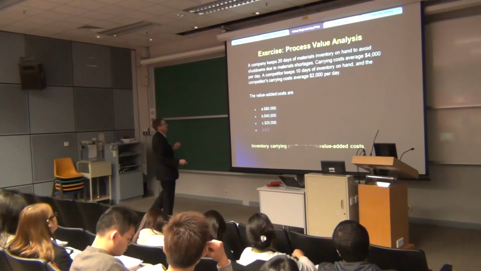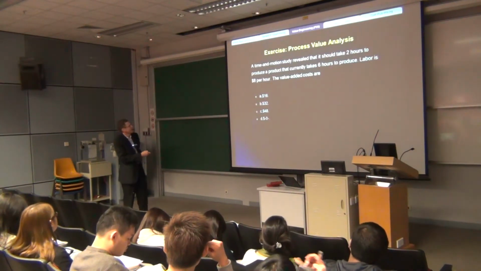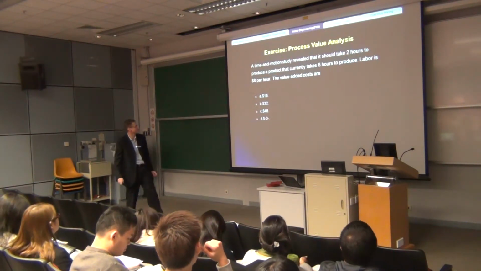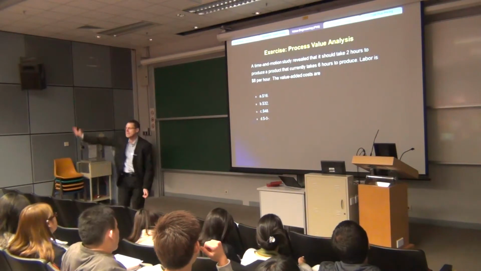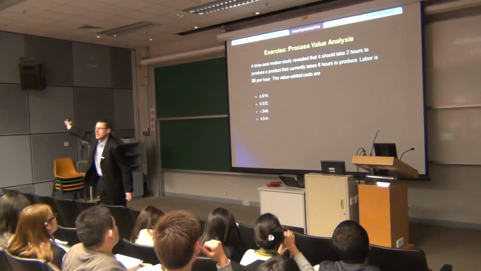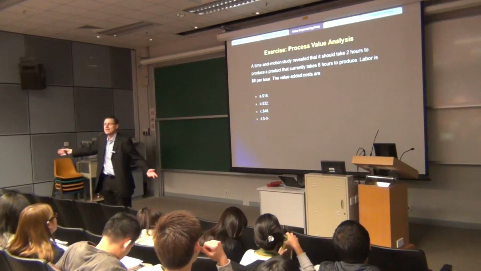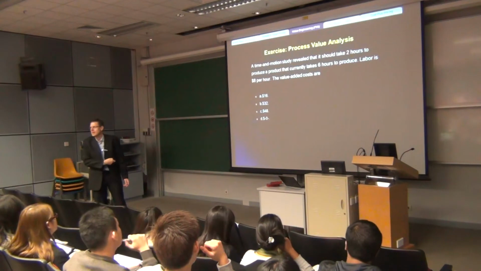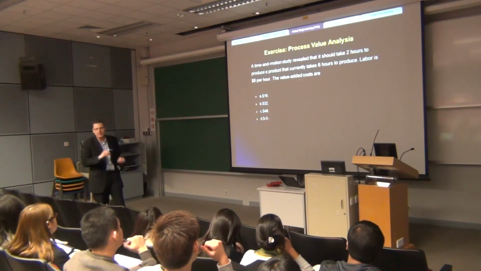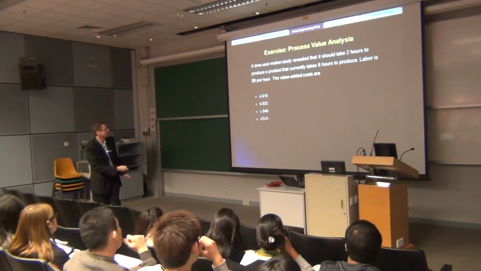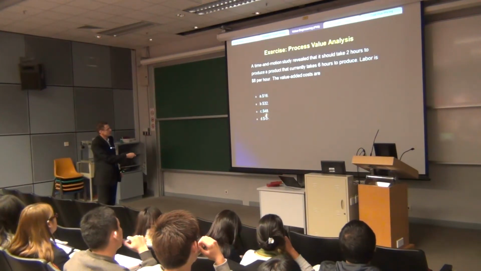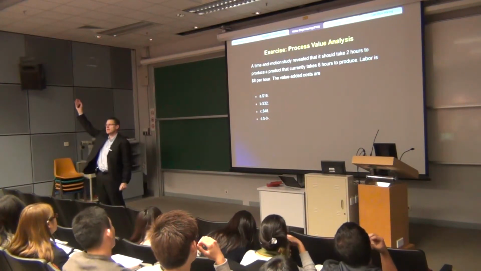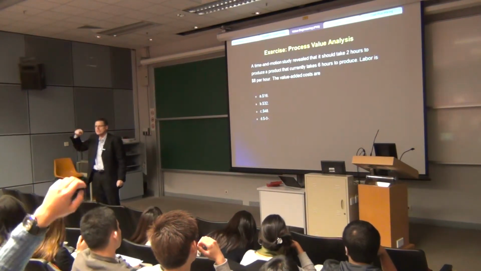Okay, next one, another one, time and motion. It should take 2 hours to produce a product, currently takes 6 hours. Labour is $8 an hour. The value added costs are how much? Help me, quick. How much for A? 16. How much? Value added costs, value added only. We're talking about value added only. 48, 32, 0 or 16. How much for A? Any hands for B? Any hands for C? And D?